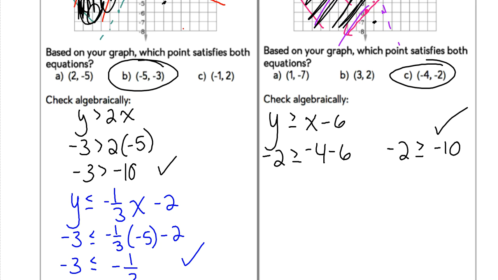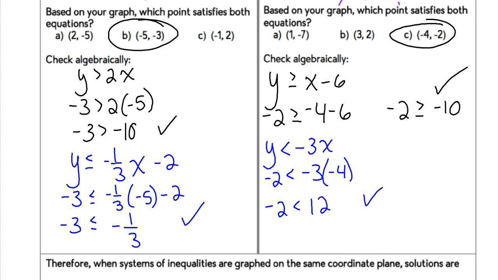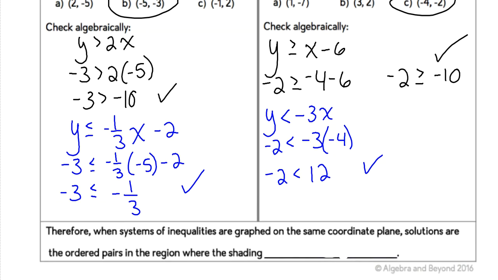Let's try the second inequality to make sure that it works in that one. My second inequality was y is less than -3x. So let's see, is -2 less than -3 times -4? That's -2 is less than 12, and that is true as well. So we can graph them, and we can find solutions in them. Since we have systems of inequalities that are graphed on the same coordinate plane, their solutions are any of the ordered pairs in the region where the shading overlaps. So we're looking for that overlap.